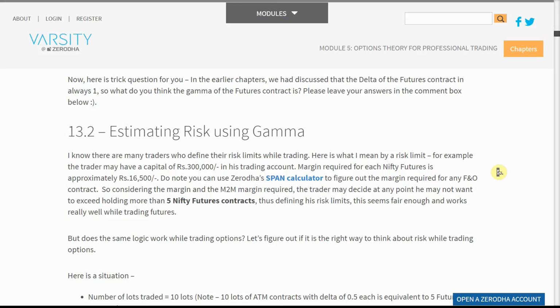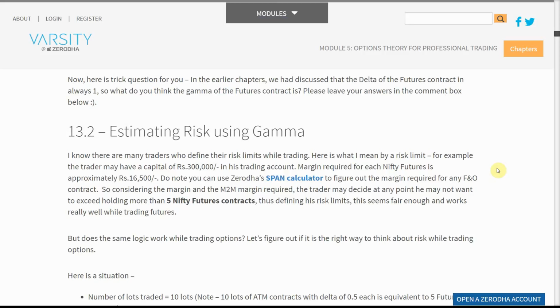13.2 Estimating risk using gamma. I know there are many traders who define their risk limits while trading. Here's what I mean by a risk limit. For example, the trader may have a capital of 300,000 rupees in his trading account. Margin required for each Nifty futures is approximately 16,500 rupees.